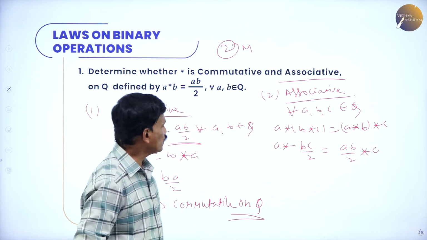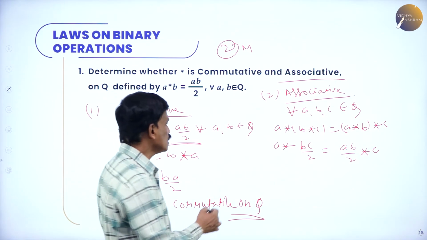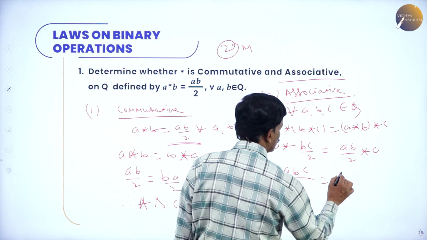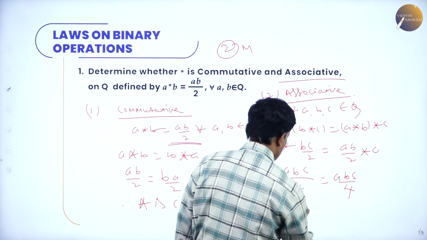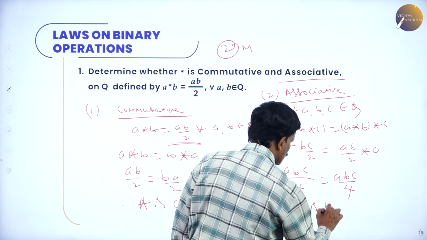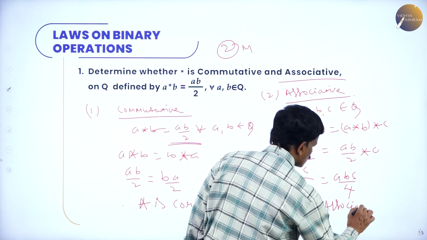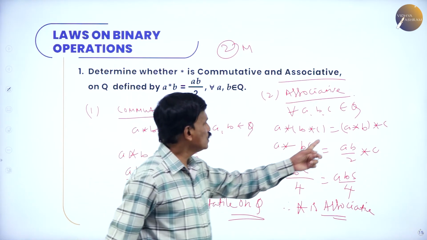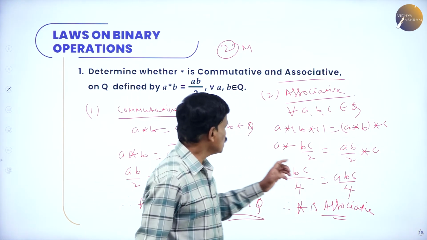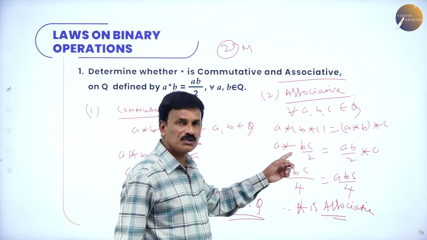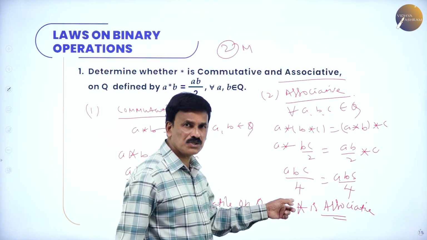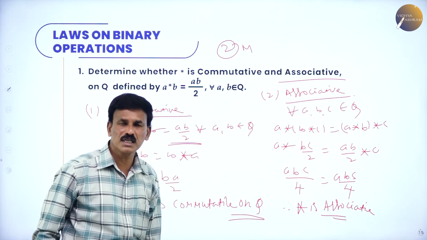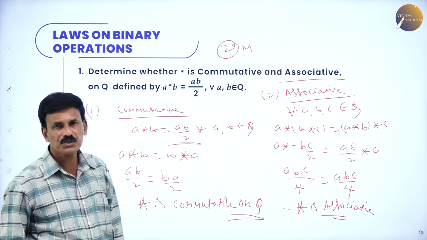Now, since A star B is equal to AB by 2, A star BC by 2 can also be written as ABC divided by 4, which is equal to ABC by 4. Therefore, star is associative. That's it. See here, A star (B star C) is A star BC by 2, and (A star B) star C is AB by 2 star C. Both can be written as ABC by 2 into 2 is 4, ABC by 4. So, therefore, this is associative.